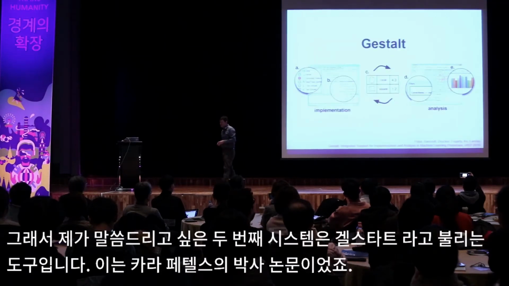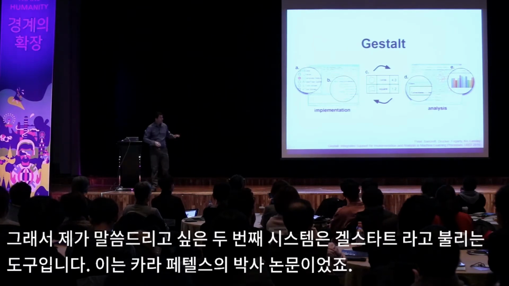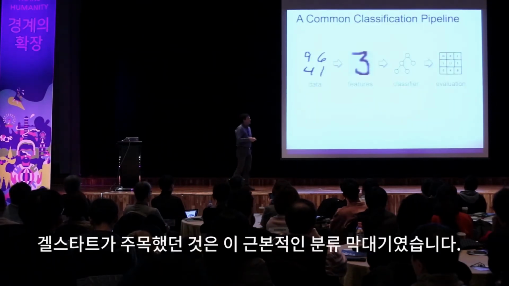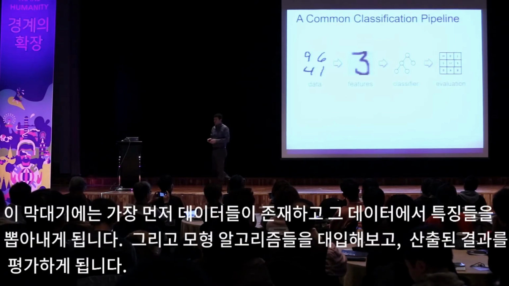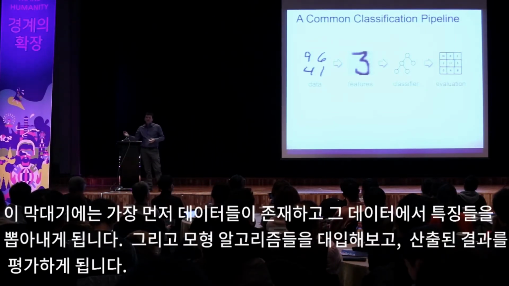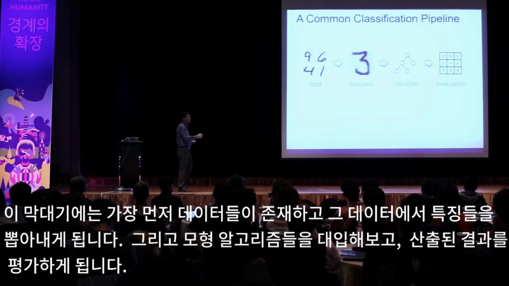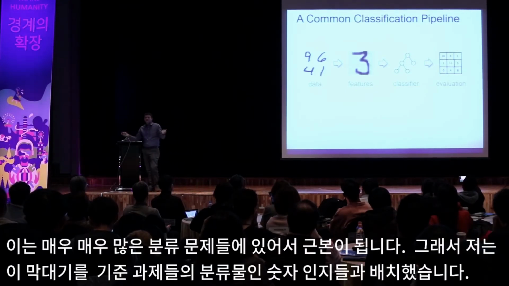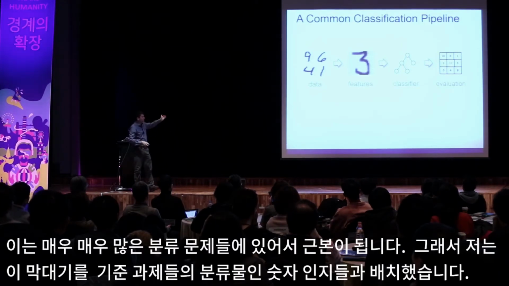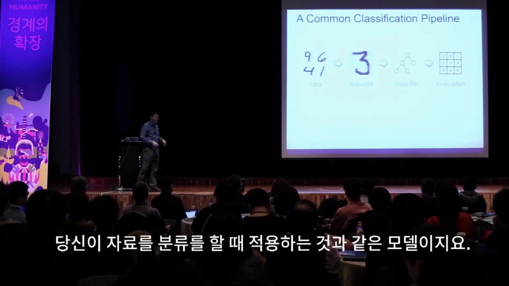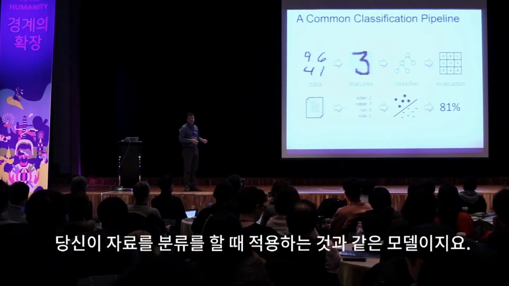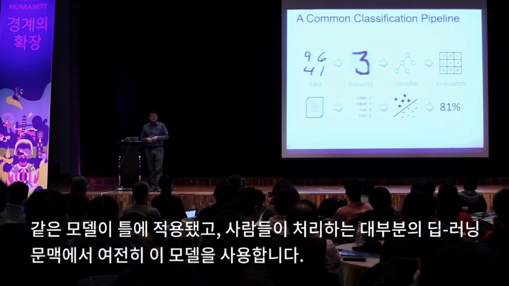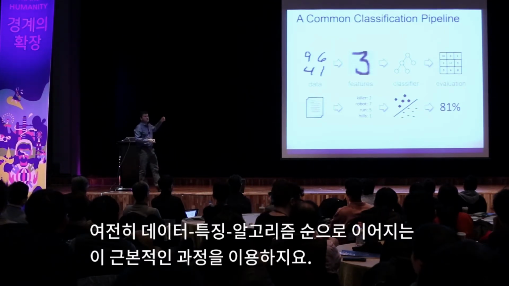And so the second system that I want to talk about is a tool called Gestalt. This was K.R. Patel's dissertation work. And what Gestalt looked at was this fundamental classification pipeline. This pipeline where you go from data, to extracting features from that data, to then applying a modeling algorithm, and then evaluating the performance of that algorithm, is fundamental to many, many different classification problems, right? I've shown it here with digit recognition, which is sort of a benchmark task. This same model applies if you do document classification, right? The same model still applies in most of the deep learning contexts that you're seeing people work on now. There's still this fundamental progression from data to features to algorithms.